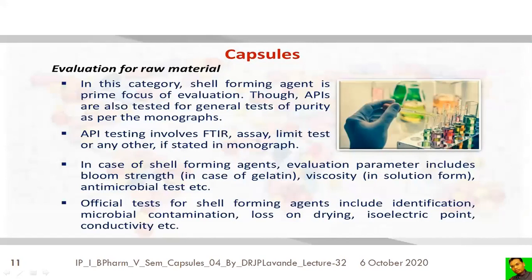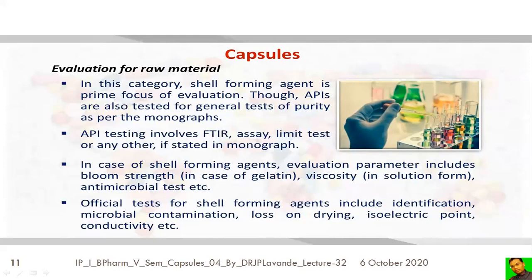If we see the evaluation tests for the raw material, in this category the most important raw material is the shell forming agent, which is the prime focus of our evaluation. Though APIs are also tested for general tests of purity as per the monographs. Their testing will involve FTIR, assays, limit tests, or any other test if stated in the monograph. That means if it is mentioned in the monograph, according to that, one has to go for all these analytical techniques.